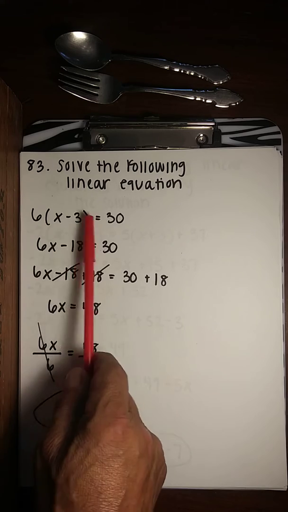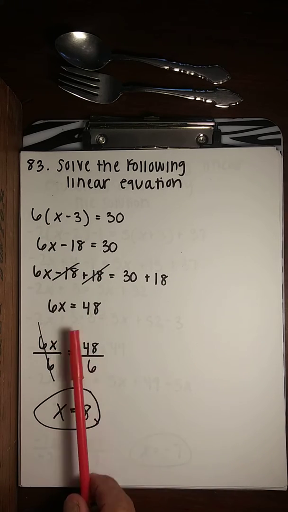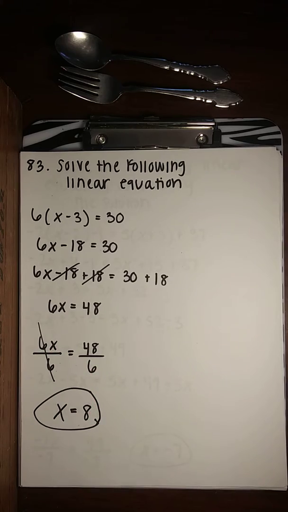6 times 6x is negative 18. Now add 18, these are gone. Divide by 6, so x is 8.